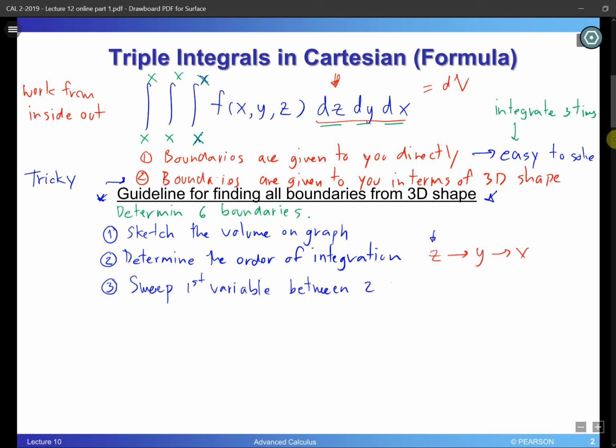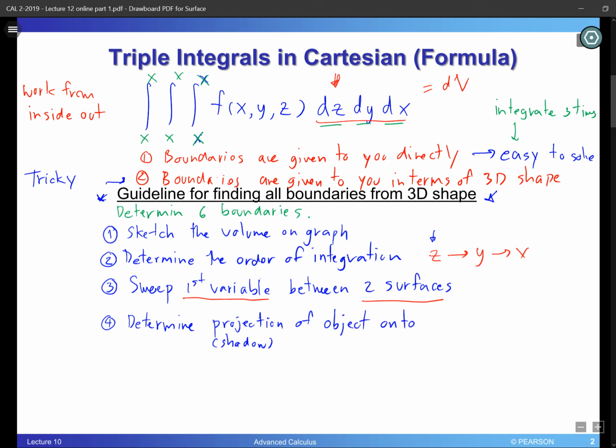Alright? Now, the next thing, 4. Determine the projection. Projection means the shadow of the shape of the object onto the next variable.